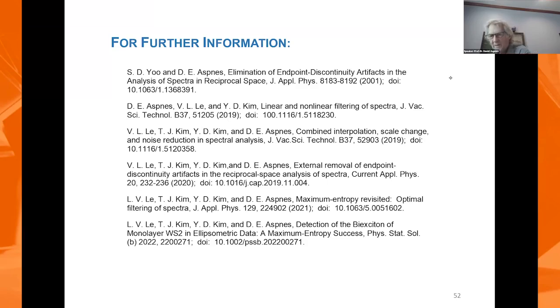The paper that covers the quantitative assessment of linear filtering is going into the Journal of Applied Physics. It's been essentially accepted. We had to do some changes on it. I'm going to resubmit the corrected version tomorrow. Should be out in the next several weeks or thereabouts. Anyway, open for questions.